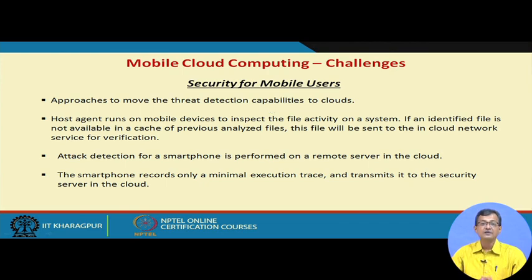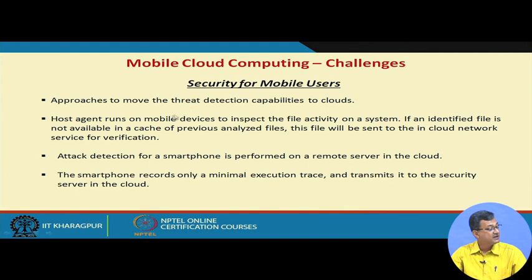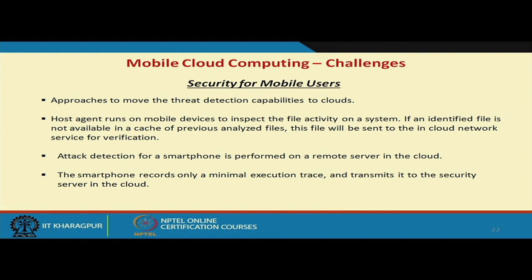So, there are different types of approaches. A host agent runs on the mobile device to inspect the file activity on the system. Attack detection on a smartphone can be done on a remote server on the cloud, if there is connectivity between the things. So, there can be something that can adversely affect the mobile user. The smartphone records only a minimum execution trace and transmits it to the security server in the cloud, right. So, that is another problem.